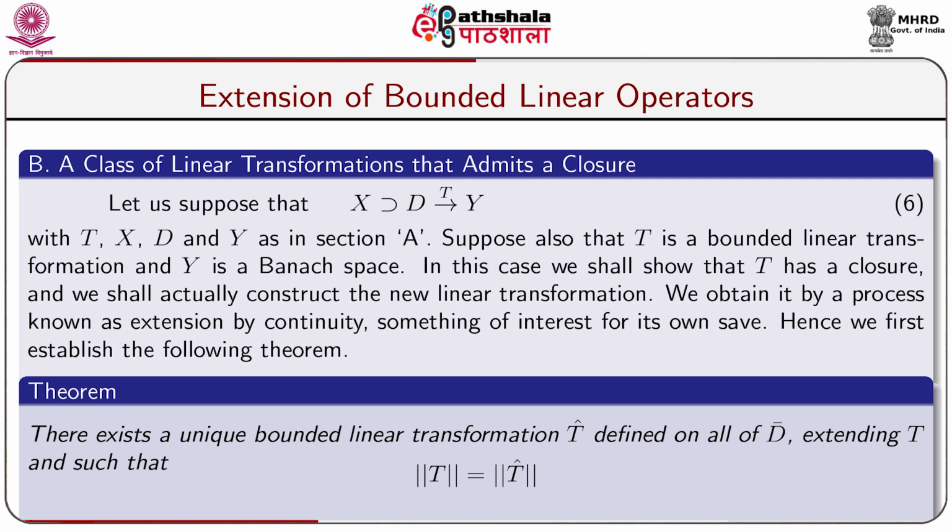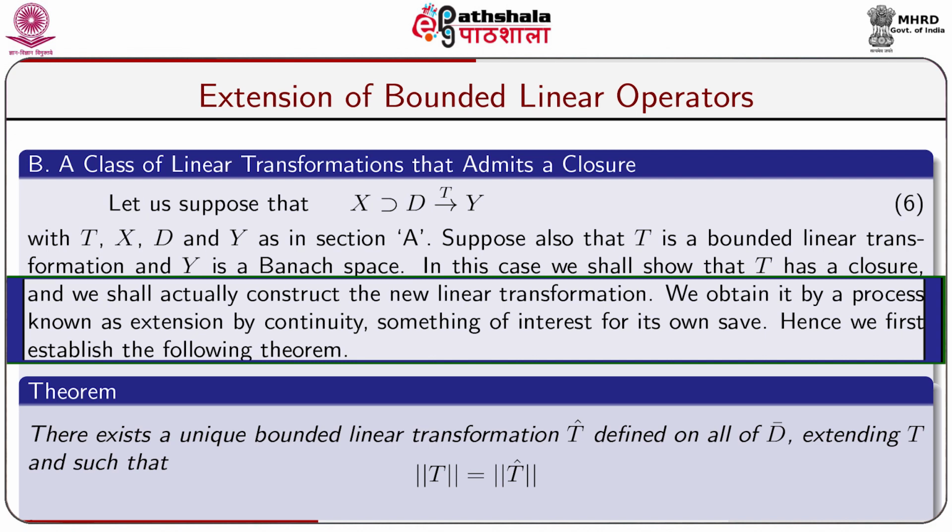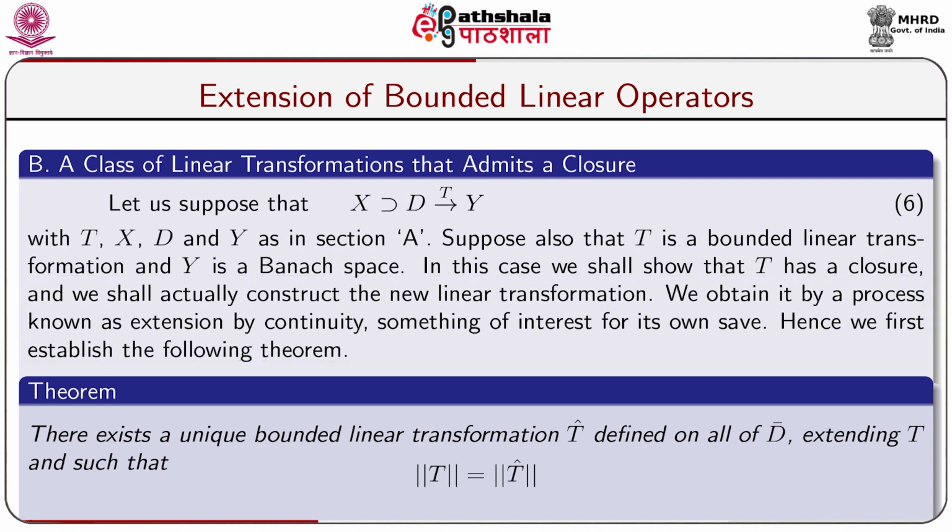In this case, we shall now show that T has a closure, and we shall actually construct the new linear transformation. We obtain it by a process known as extension by continuity, something of interest for its own sake. Hence, we first establish the following theorem. The theorem looks like this. There exists a unique bounded linear transformation T hat defined on all of D bar extending T and such that norm T equals norm T hat.